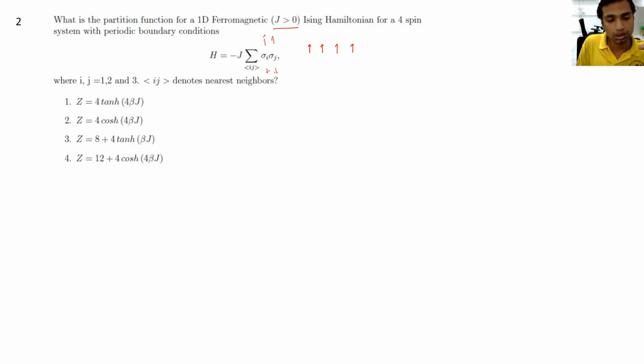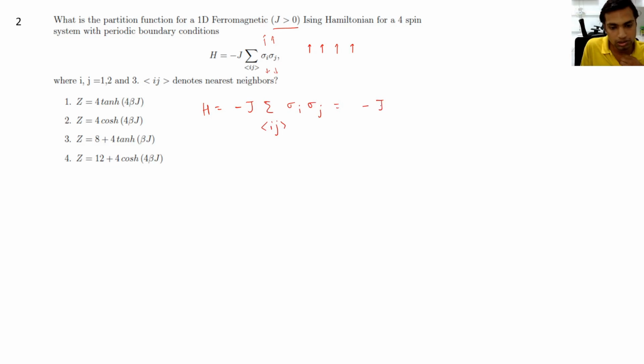If J is greater than 0, then we call it a ferromagnetic Hamiltonian. Now for a 4-spin system with periodic boundary condition. What does that mean? That means that H is equal to minus J sum over ij of sigma i sigma j. Let us try to expand this.